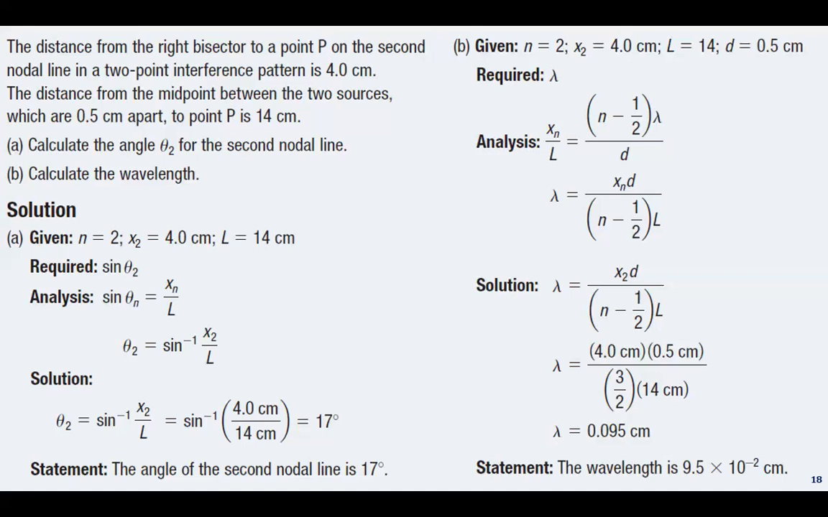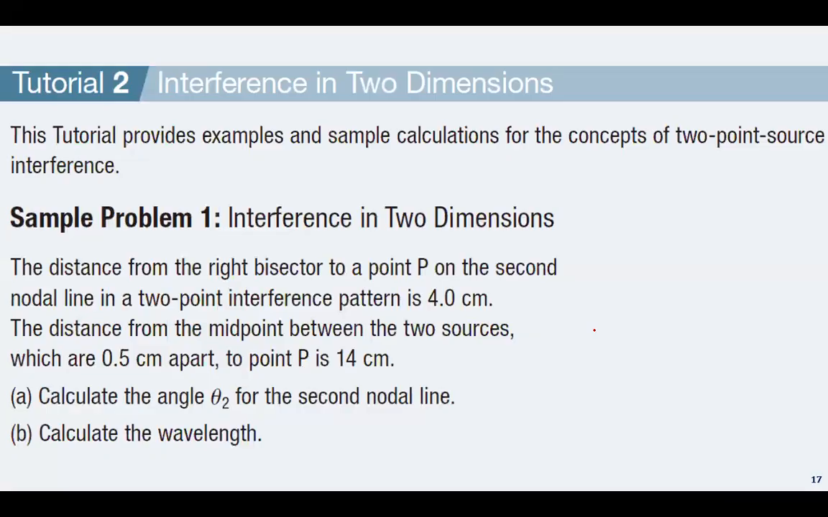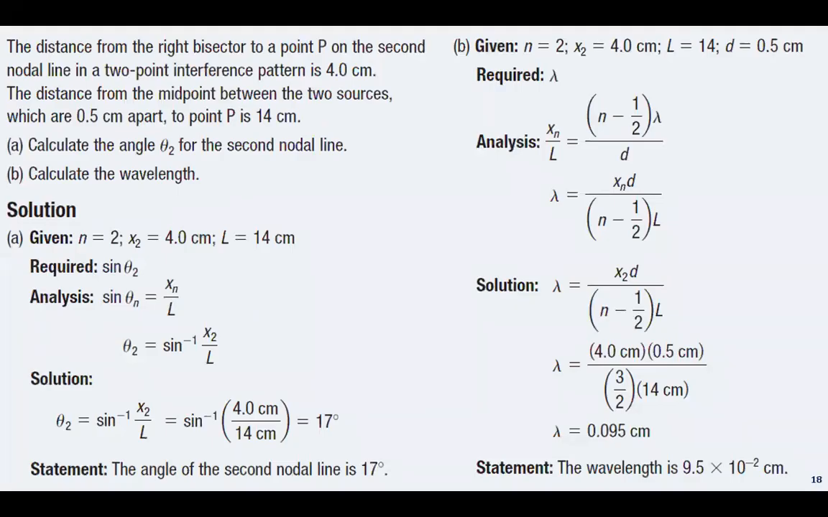Okay, as to question B, we have another relationship. We can use this formula here, right? To evaluate the wavelength lambda. So according to the formula, we have xn over L equals n minus 1/2 times lambda over d.